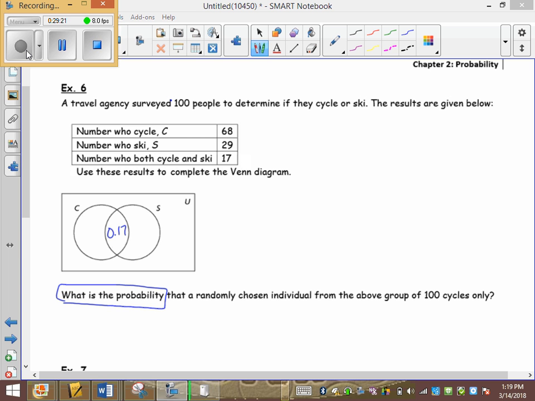Then I can go to ski. Ski would be 29 out of 100, which equals 0.29. Cycle is 68 out of 100, 0.68. Now, if you did them just as the numbers, not a big deal. Just take your answer at the end and divide by 100, right? So, for ski only, 0.29 minus 0.17 is 0.12. For cycle only, 0.68 minus 0.17 is 0.51. How many are on the outside?